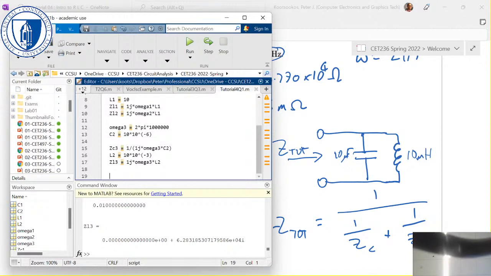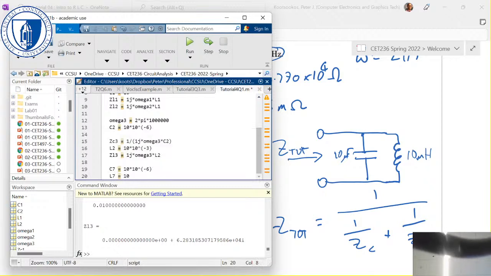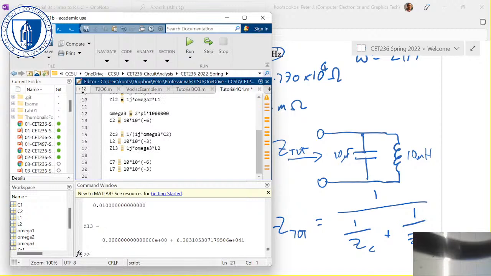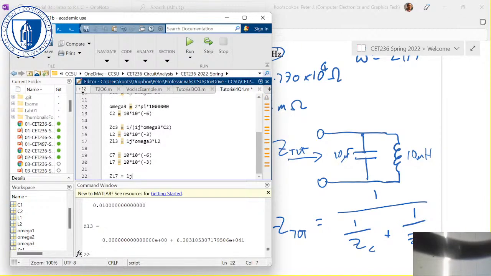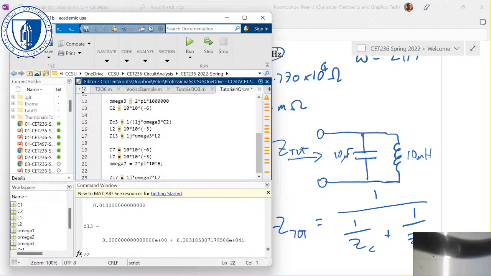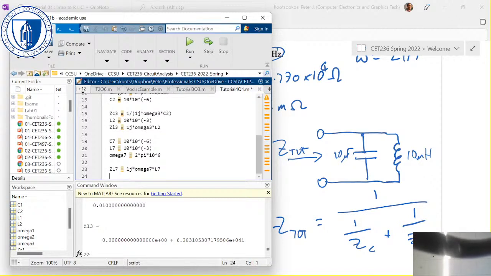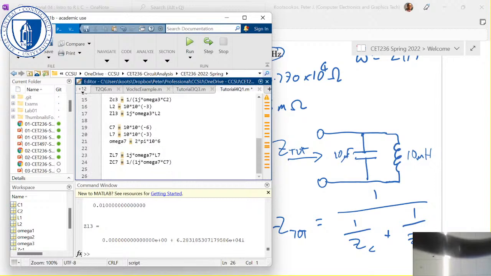So now we've got, let's say, call it C7, is 10 by 10 to the minus 6, and L7, 10 by 10 to the minus 3. ZL7 is J omega 7 L7, which we didn't define omega 7, so let's define that, 2 times pi times a million. Let's just do it that way. So there's the L7, ZC7 is 1 on 1J times omega 7 times C7. I think that looks right.